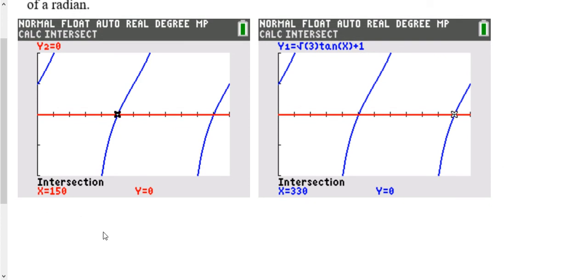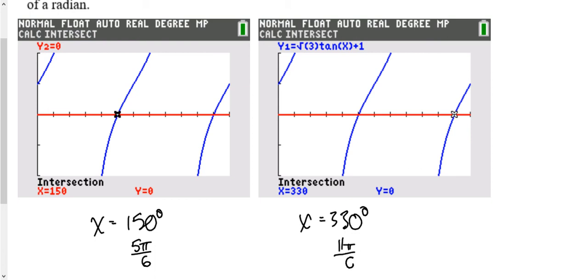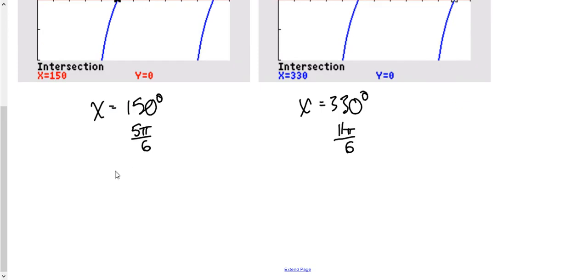So in this case here, I could say x equals 150 degrees and x equals 330 degrees, which I'm going to convert both over to radians. So this is the same thing as saying 5 pi over 6, or 11 pi over 6. And if they're asking you for the nearest hundredth, that's 2 decimals, you can convert these into radians. So this is the same thing as saying 2.62 rads. And on this side here, 11 pi over 6 is the same thing as saying 5.76 rads.